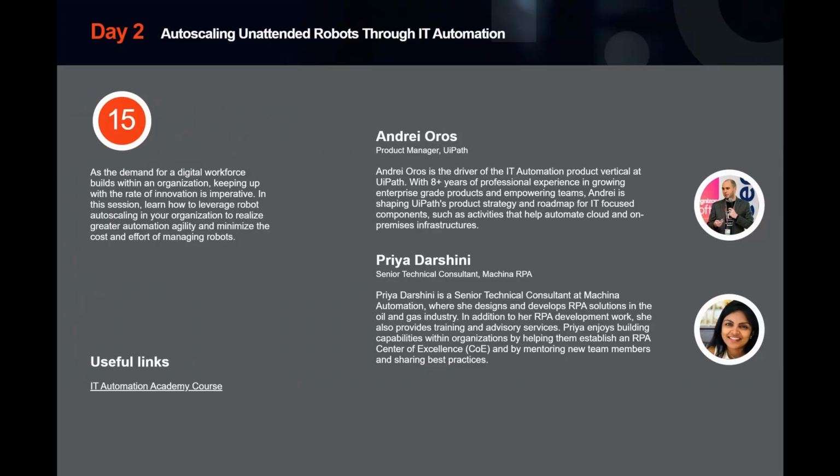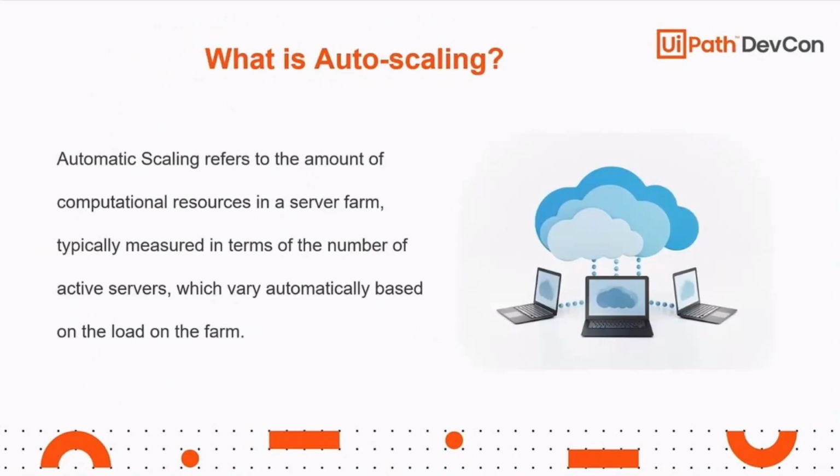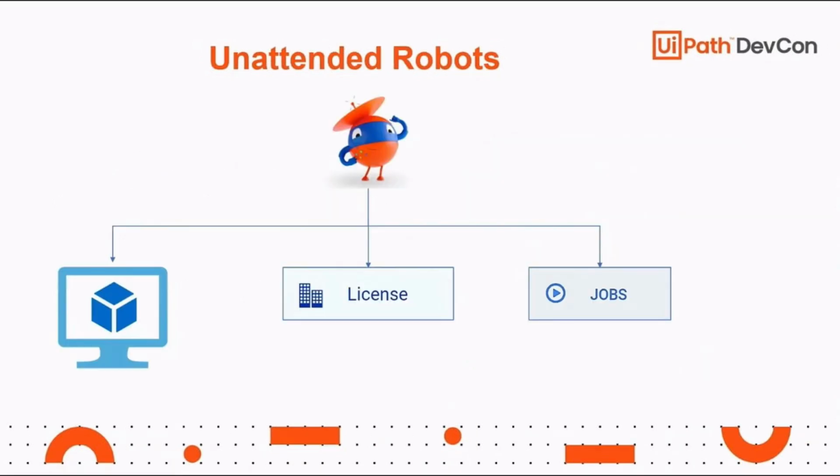Autoscaling unattended robots through IT automation. This next session is about autoscaling robots, a very interesting concept of automating the scaling of the robots that are performing the automation. So in a way, automating automation. What is autoscaling? In cloud computing, it refers to the number of servers increasing or decreasing depending on the workload, but in RPA, this happens with the number of unattended robots.